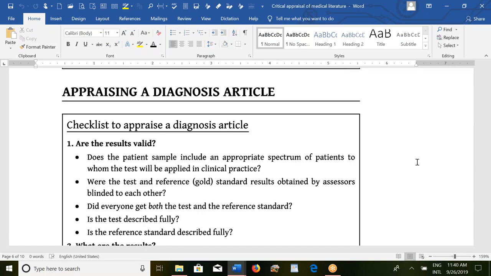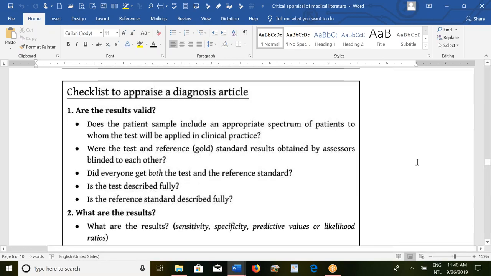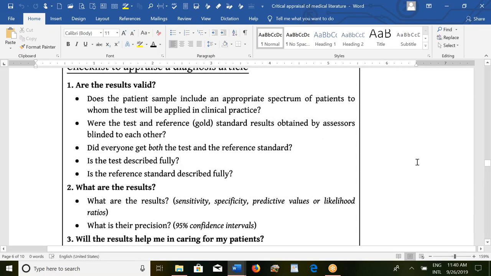Okay, if you have an article which is focusing on diagnosis, we will say that this is a diagnosis article. If you want to appraise that, then there is another checklist. Checklist means that you have to find that all of these things have been done. So the first question is, are the results valid?